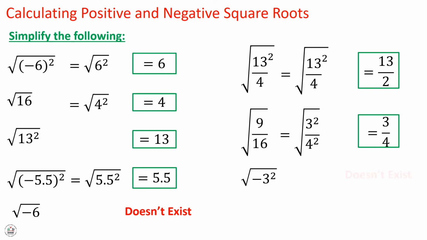√(−3²) does not exist because here the square is only for 3, not for the minus. So √(−3²) does not exist. √((−3)²) equals 3. −√(3²) is equal to −3 because here the minus is outside of the radical. So you can skip this minus.